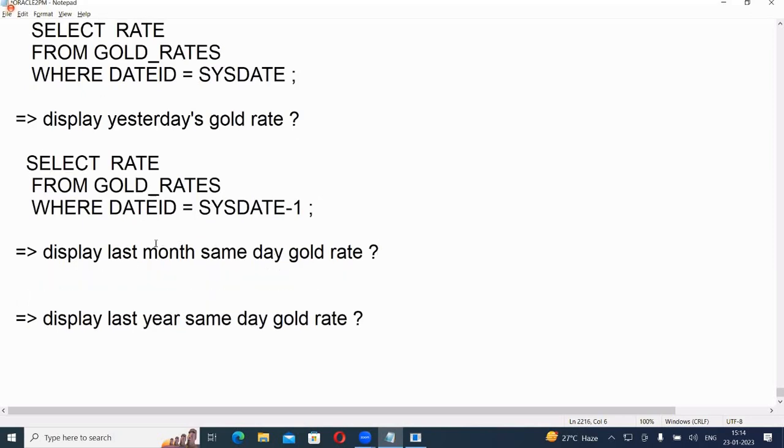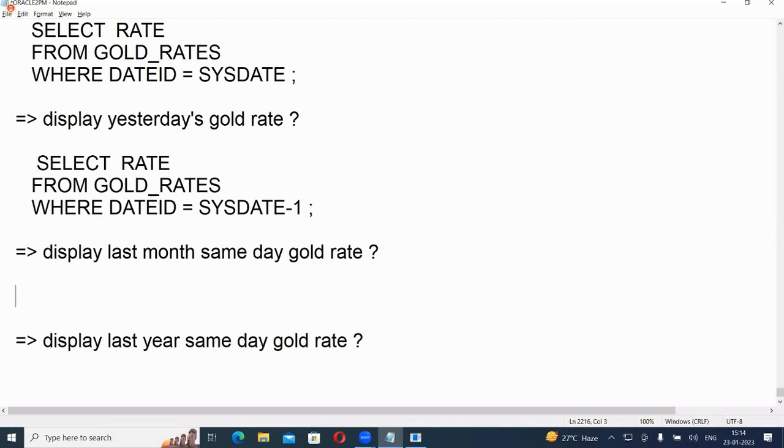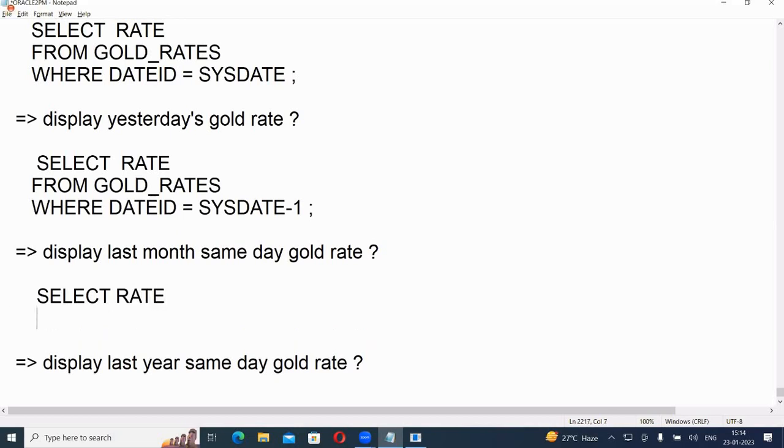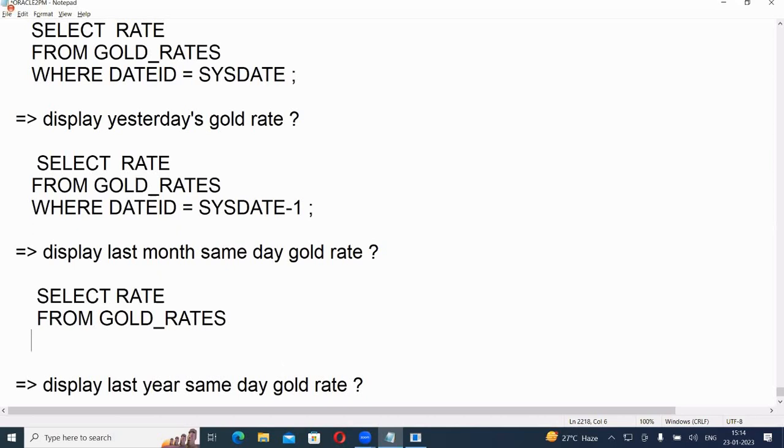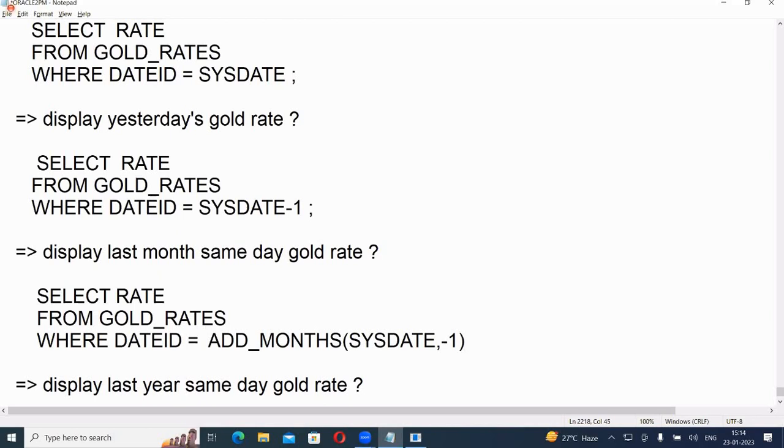So display last month same day gold rate. List last month same day gold rate. Select rate from gold rates where date ID equal to add_months of sysdate, minus 1.